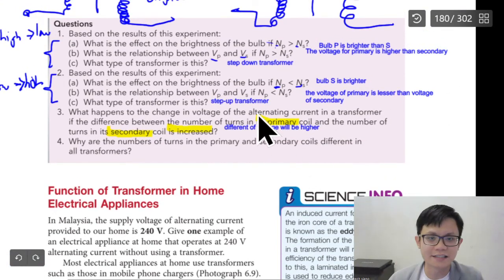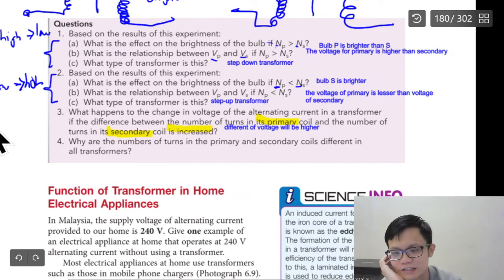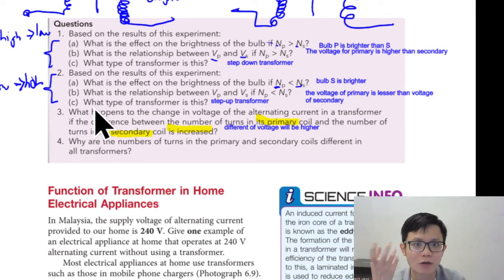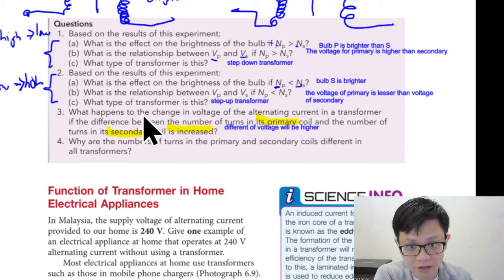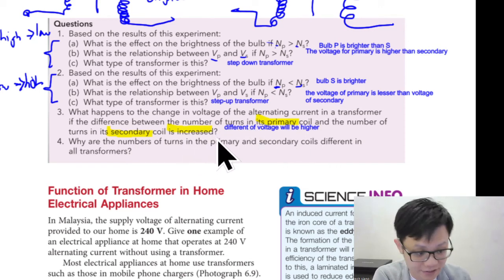Okay, this question is a bit tricky. I don't know how to explain this question, but I try. Before we answer, we need to understand the question. And from question 3, I feel that students will be confused, not knowing what the question is asking. So I'm going to read slowly and we try to understand the question. What happens to the change in voltage of the alternating current in the transformer if the difference of turns in primary and number of turns in secondary is increased?